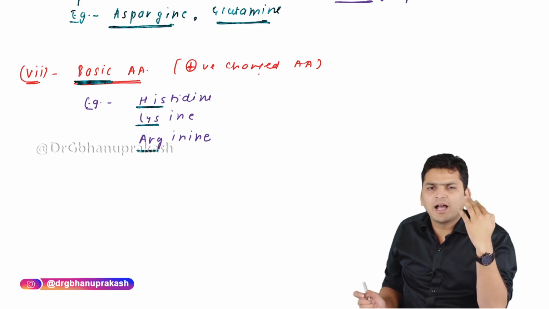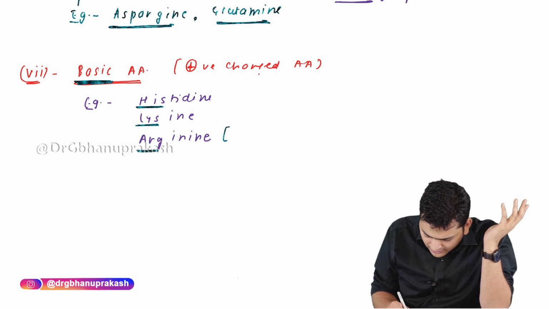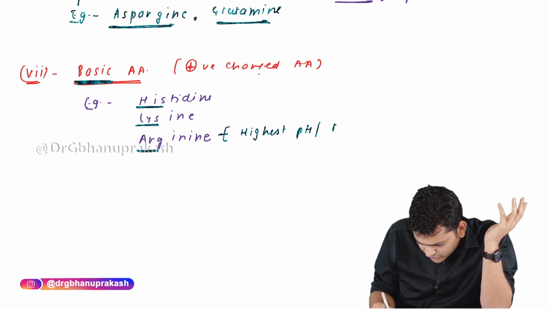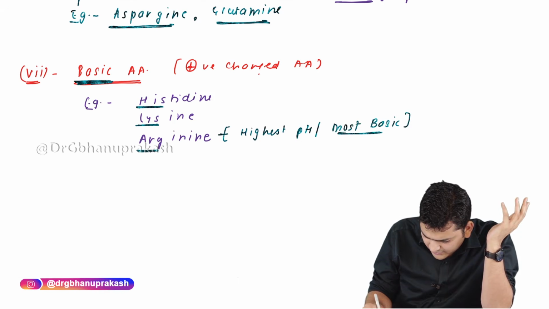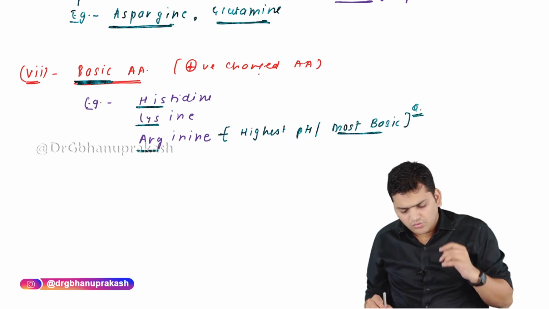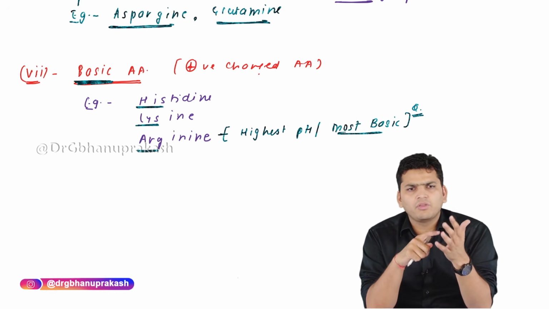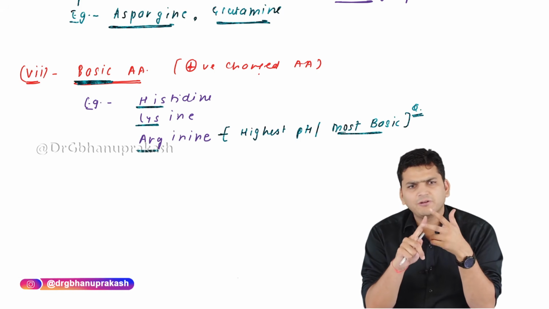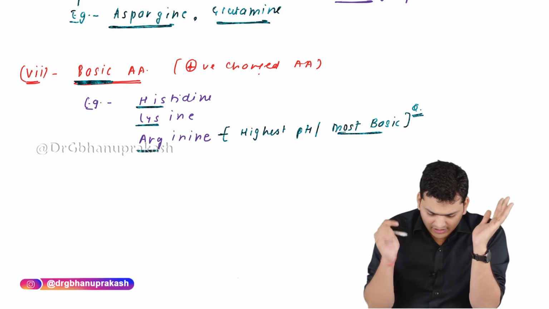Among these three, if they ask which is most basic, which is having the highest pH, the answer is going to be arginine. Arginine is having the highest pH, or in other words, the most basic. So these are the seven subcategories of the amino acids based on their R group. Right? Simple, branched chain, sulfur containing, hydroxyl group containing, acid, base and amide. These are the seven categories.